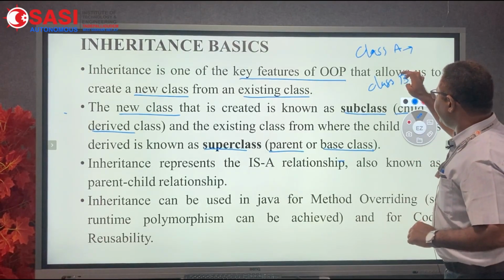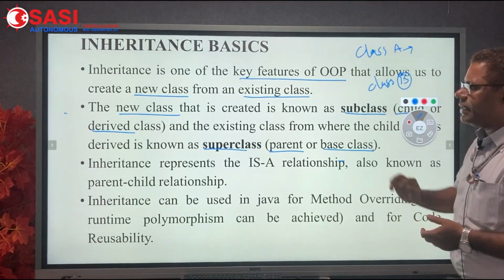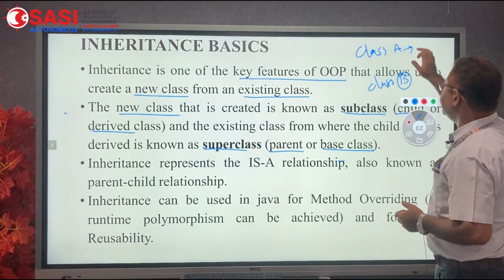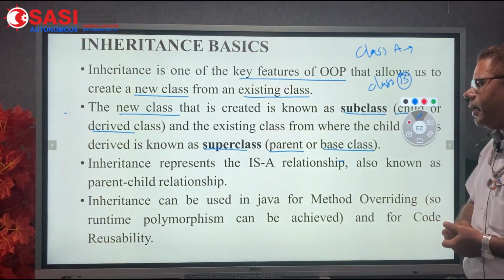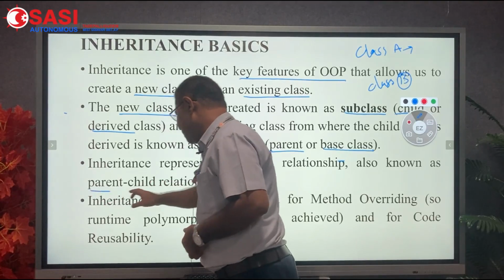Now the base existing class is this one. The B class is the subclass, child class, derived class, and the A class is the superclass, parent class, and the base class. The inheritance follows the parent-child relationship.